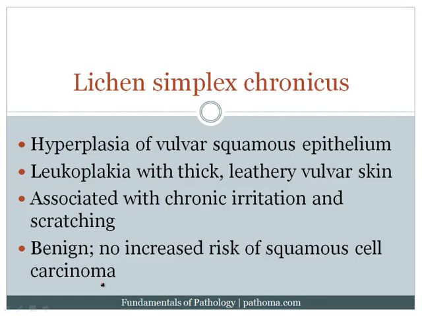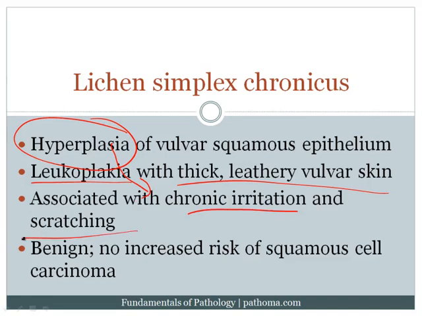Now, the other lesion to be familiar with when we talk about lichen sclerosus is sort of the opposite, and that's called lichen simplex chronicus. And this is, instead of thinning of the skin, you actually get thickening of the skin, so that the patients have leukoplakia, which is a white patch, but when you do an examination, you notice that there's thick, leather-like vulvar skin. And this is due to a hyperplasia of the squamous epithelium, and the reason you get hyperplasia is because there's chronic irritation and scratching. This is benign with no increased risk for squamous cell carcinoma.